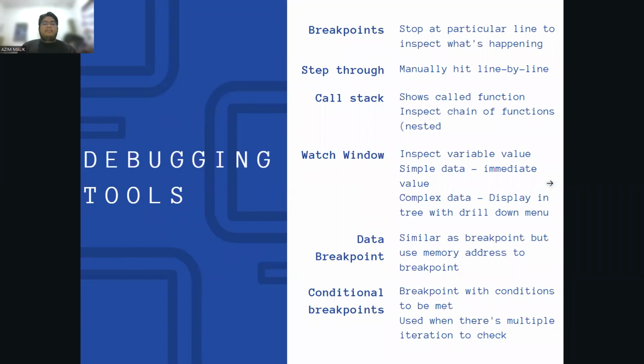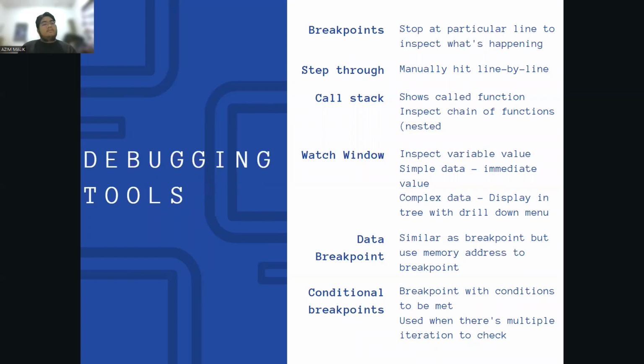First, we are going to look at debugging tools, which are multiple. We have breakpoints, which stop at a particular line to inspect what's happening. We have step through, where we manually go line by line after a breakpoint is hit. We have the call stack, to show the functions that are being called. We have the watch window, where we inspect variable values. There are two types: simple data and complex data.